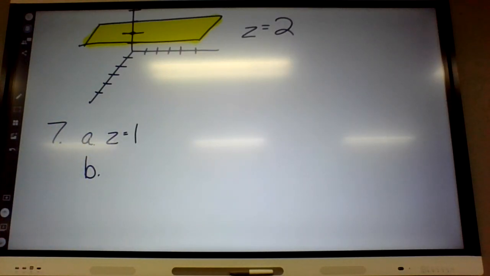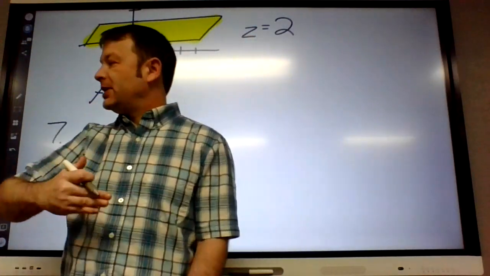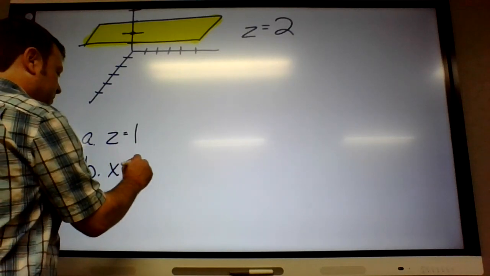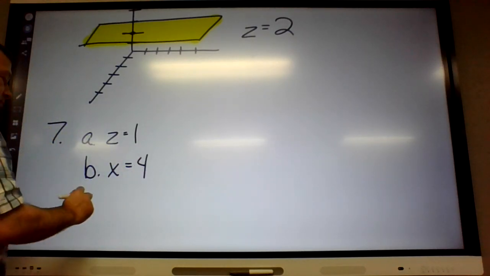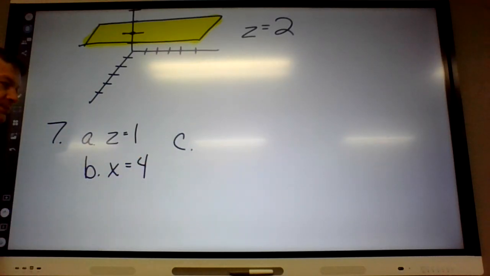Okay, so B, plane ABED. You guys see that plane? Which axis is it cutting through? The x-axis. Okay, it's a vertical plane, kind of like this, facing us, and it's cutting through the x-axis. So it should have all the same x values. What would the x values for that plane be? 4, because that's the x coordinate. So the equation is just x equals 4.